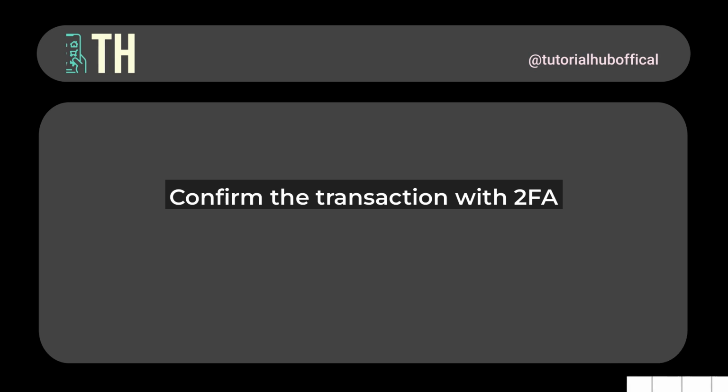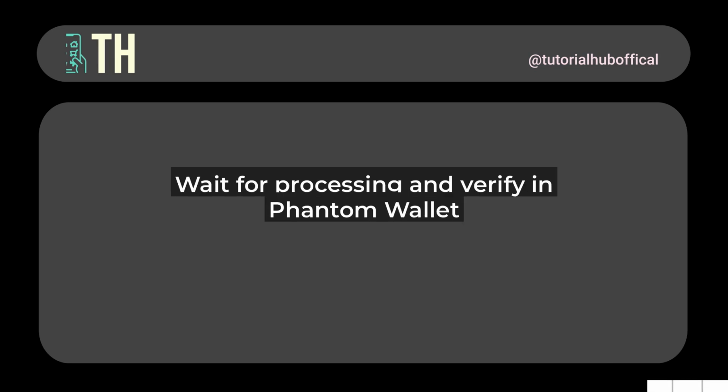Once you submit, Kucoin will process the withdrawal. This might take a few minutes to an hour, depending on network congestion. Head back to your Phantom wallet and refresh it to see your Chainlink tokens arrive. If everything checks out, you're good to go.